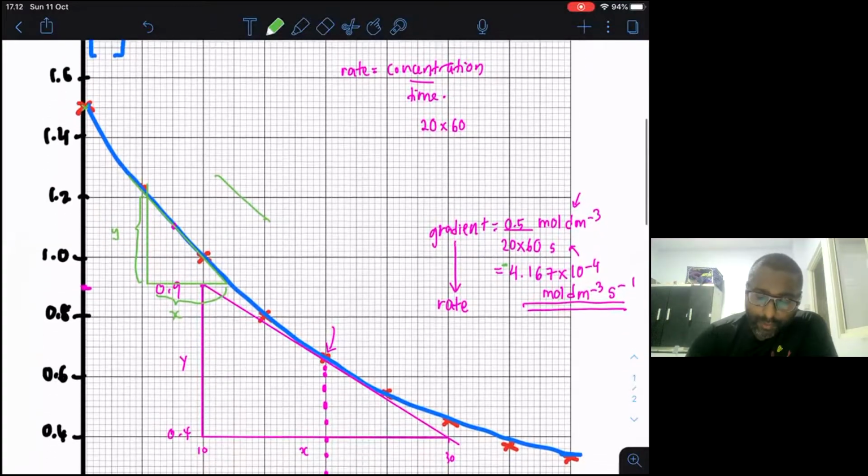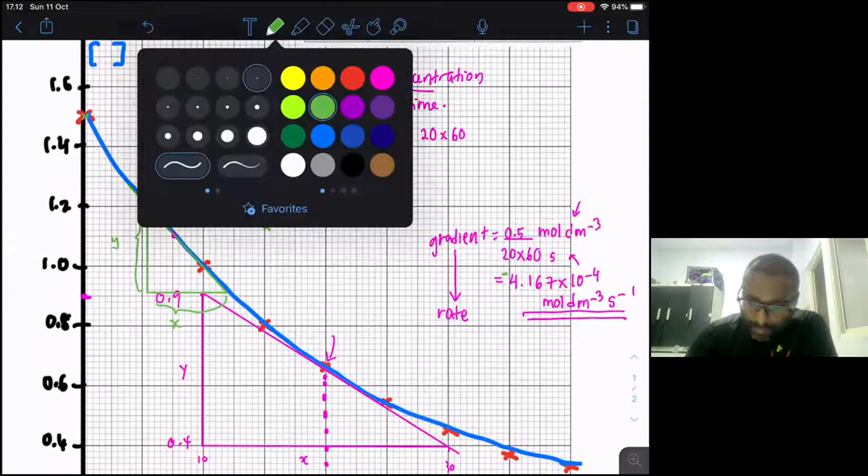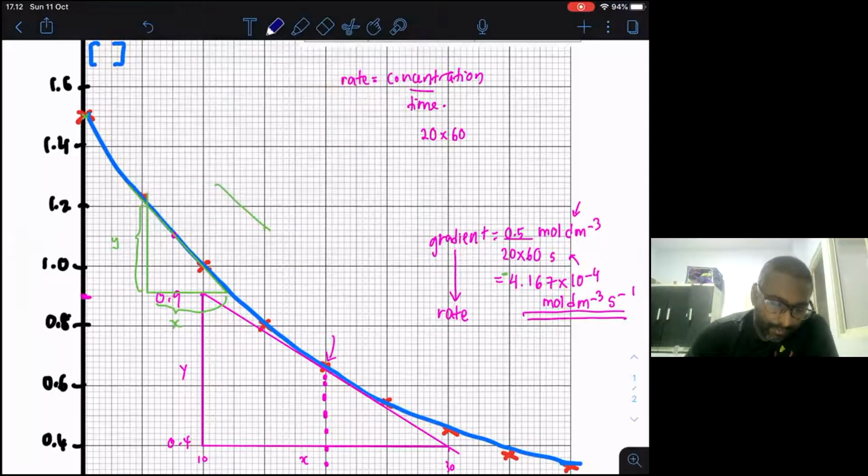If I use a different color, maybe I'll use blue, I will try to draw a tangent over here.